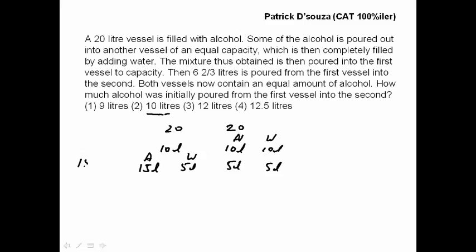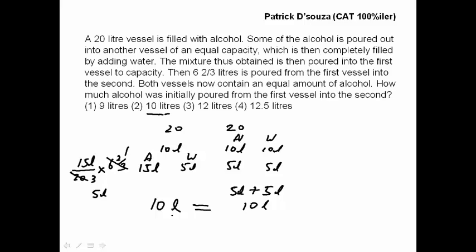Again, 15 liters alcohol out of 20 liters. Out of 6 2/3, how much? You will get it as 5 liters. That means I'm removing 5 liters from the first and putting it in the second. So the amount of alcohol remaining in the first is 10 liters. The amount of alcohol in the second is 10 liters. They both are equal and you get the answer. So it takes hardly any time if you use the options. Even if you don't get it with the first option you take, you will understand whether you should take more or less based on what values you get out here. Take one more value and you should be able to get the answer.